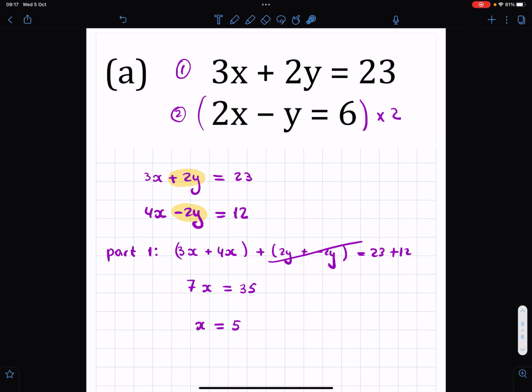Yes, question? Yeah. So basically it's just the same. We just have to make the coefficients the same coefficient and then start. Exactly. Yes.